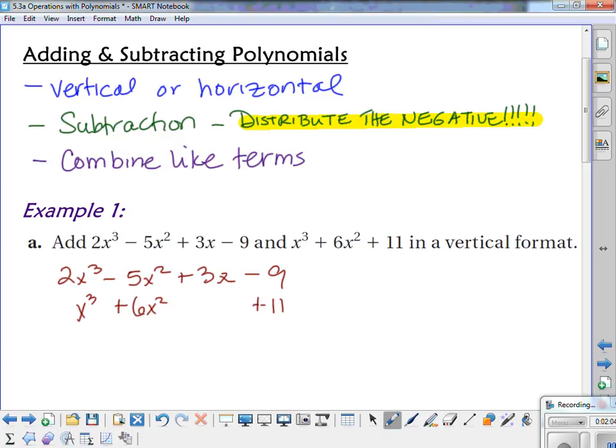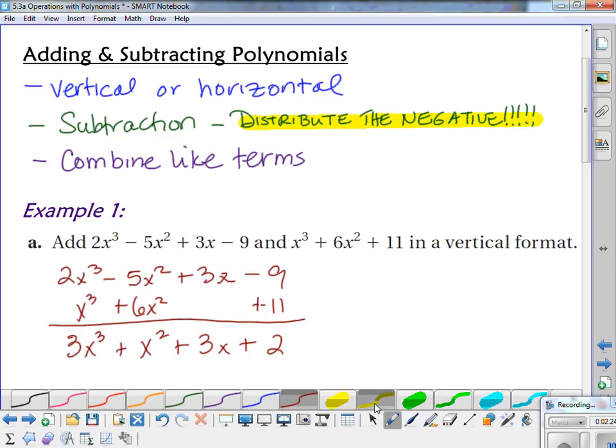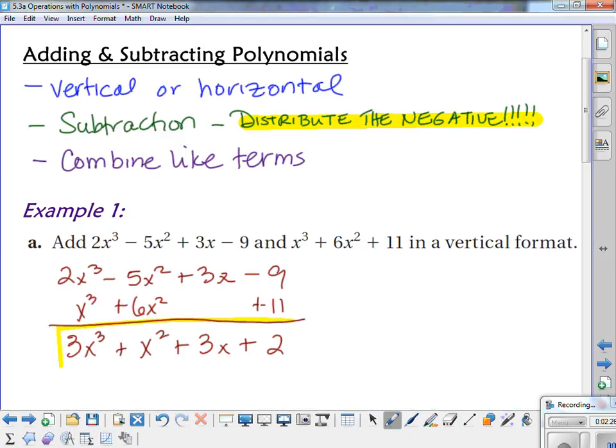I don't have an x term in my second one, do I? So I don't worry about it. I just leave a space there. Okay? And then you just add going down. So 2x cubed plus 1x cubed, that's 3x cubed. Negative 5 plus 6, I get 1x squared. And then plus 3x plus 2. So that's doing it with vertical format.